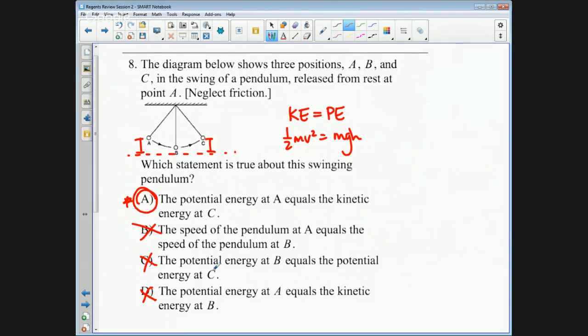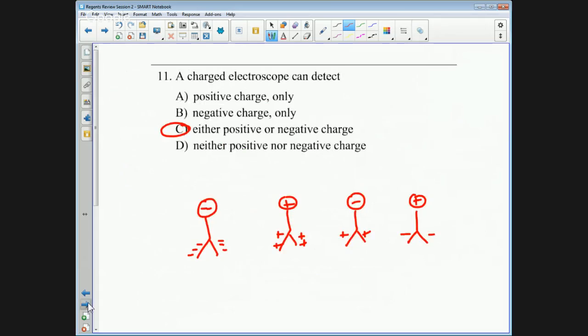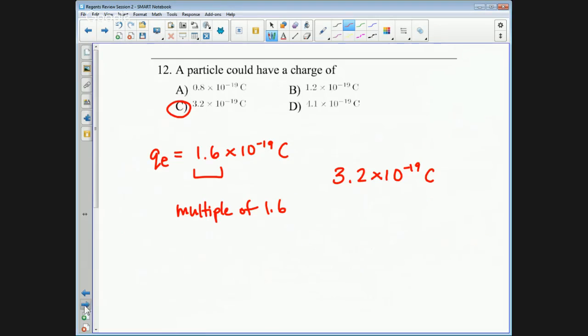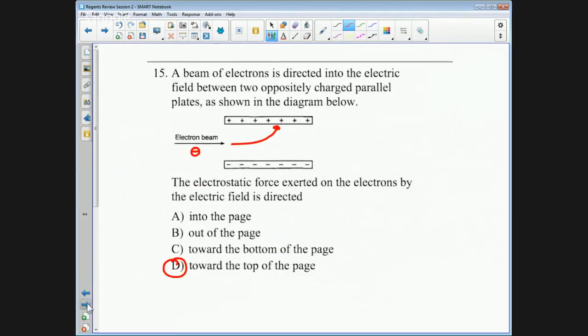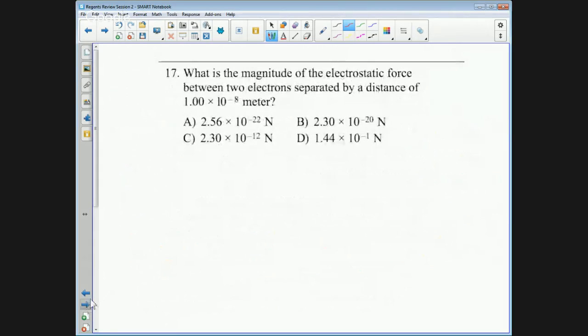8 says, oh, this pendulum one. The statement is true about the swinging pendulum. I spent a good couple minutes and found 4 sides telling me it was D, not A for that one. The potential energy at A equals the kinetic energy at B. Okay, I'm gonna have to come back to this, because I don't want to spend too much time on something I may have gotten wrong. So I'll come back to it, I promise. Let me just try to continue the rest of these problems.